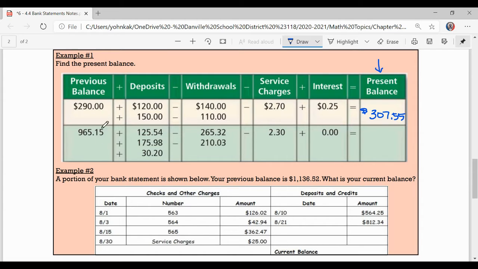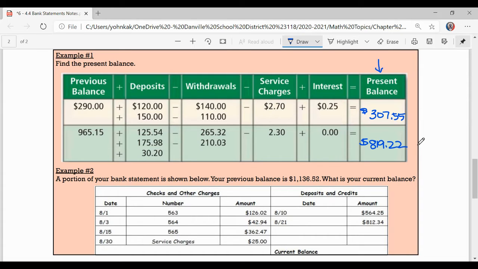If we start with 965.15, we can deposit 125.54, deposit 175.98, deposit $30.20, withdraw 265.32, withdraw 210.03, subtract off 230 in service charges, no interest earned. That leaves me with $819.22. So that's just practice. A lot of number crunching.